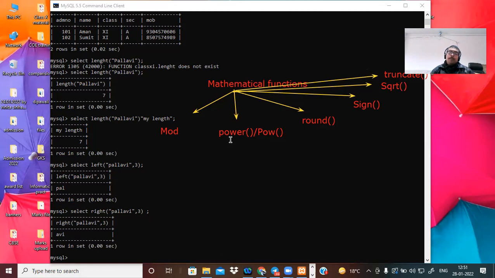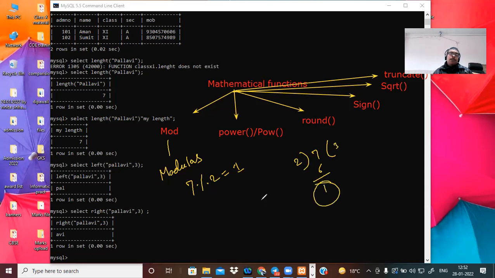These are some of the mathematical functions. First we will learn about the modulus operator. Mod stands for modulus. We read it as modulus. Now suppose I write 7 modulus 2. It will give 1, like 2 threes are 6, and the remainder is 1.